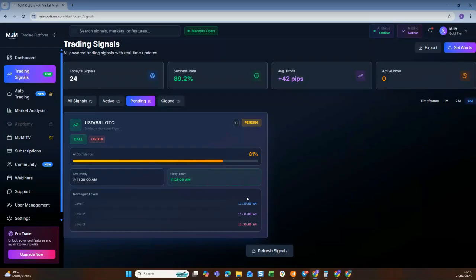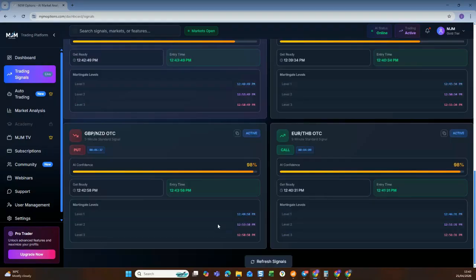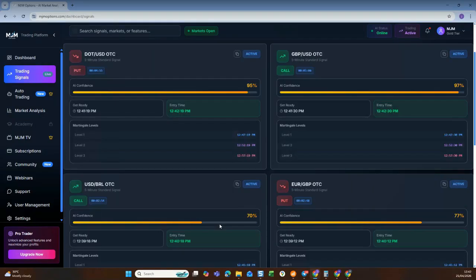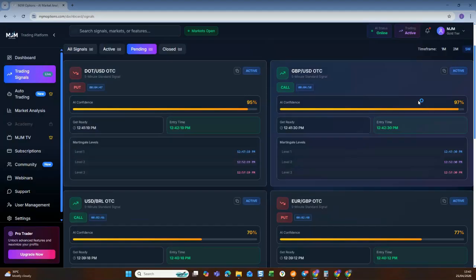So now let's go. We click refresh, and once you click refresh, it generates multiple signals here. You can see them, 8 of them. The first thing we're looking for is the one that carries 90 to 99% AI confidence. That's the first thing you look at. So this is 99. Now the second thing, 97.